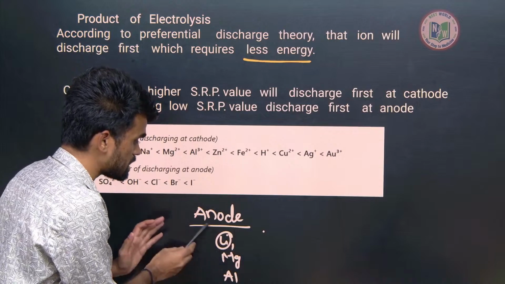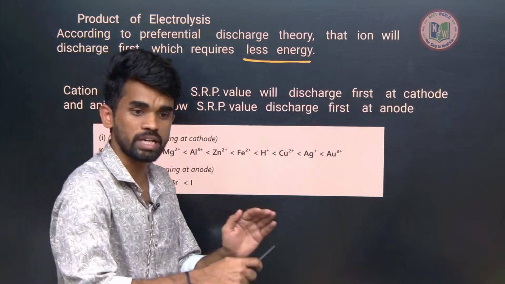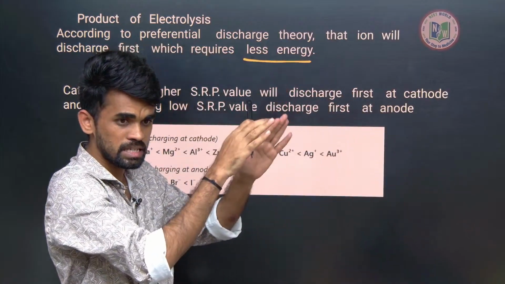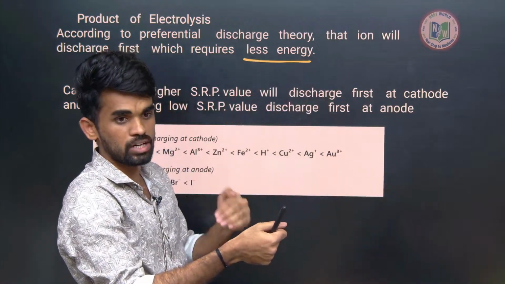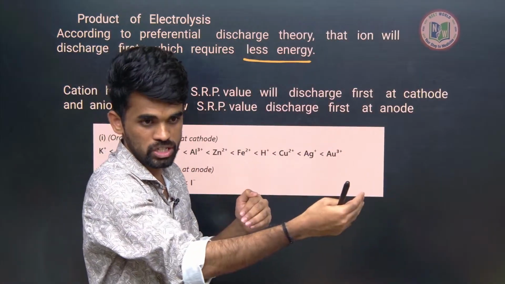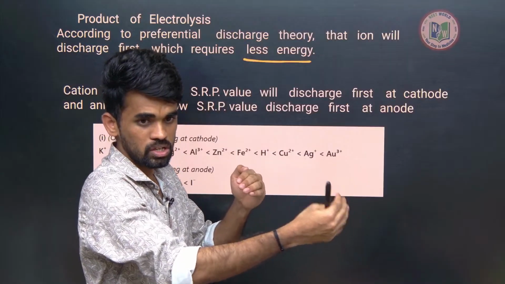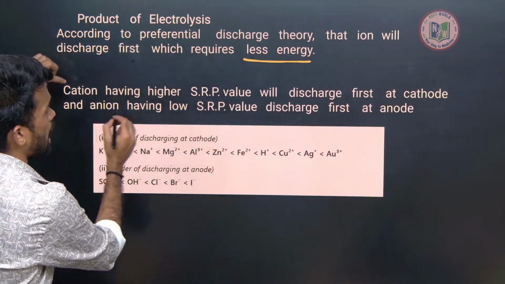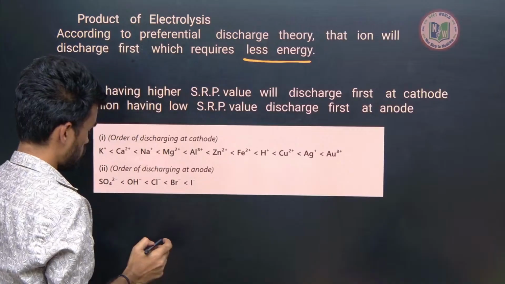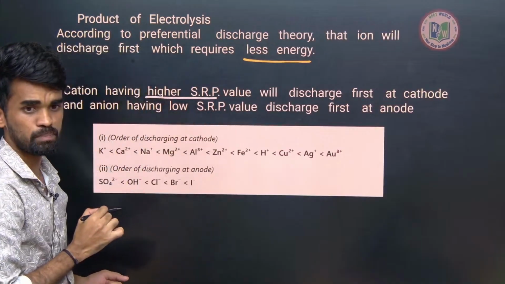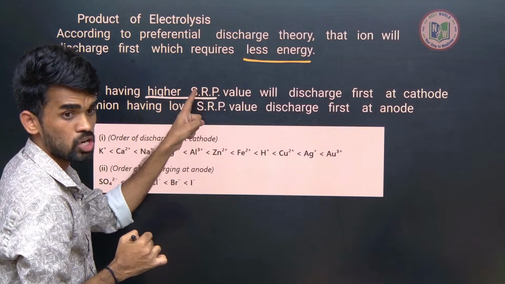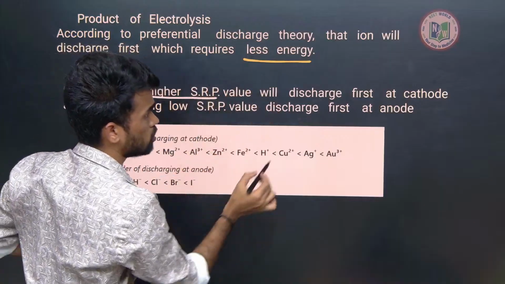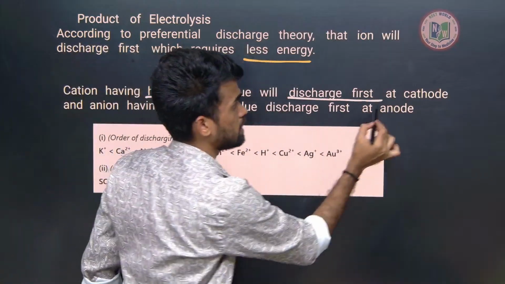I have just given this as an example. The one which has more tendency to lose the electron will have more oxidation potential. The one which has more tendency to gain the electron will have more reduction potential. Gain of electron means reduction. So based on these things, the cation having a higher SRP value, SRP meaning standard reduction potential value, will discharge first at cathode.